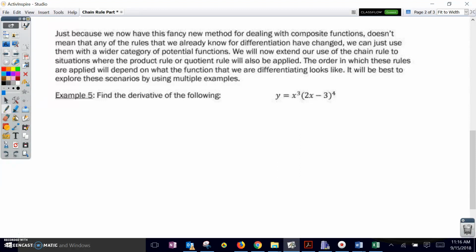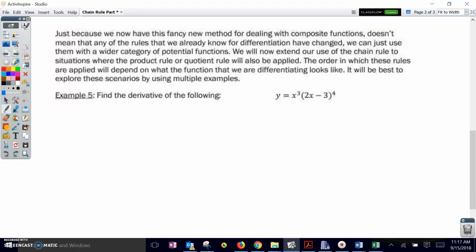What would happen if I were trying to calculate the value of y in a function for a particular value of x? Like, say I put x equals 1 into this function. I would substitute 1 in for x cubed. I would substitute 1 in for 2x minus 3. I would take that 2x minus 3 and raise it to the fourth power. And then the last thing that I would do is I would multiply those two values together.